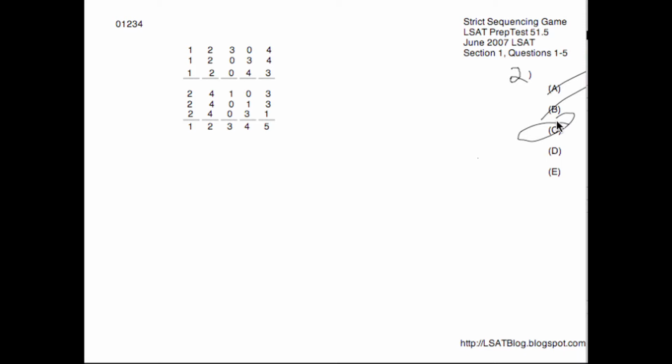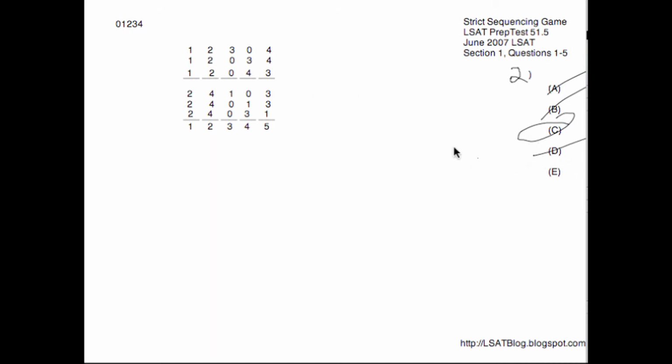I'll go through D and E though. 3 earlier than 0 happens in the first possibility, does not happen in the second, the third, the 4th, 5th, or 6th, so it is certainly not a must. It only happens in 1 out of 6, and in order to be a must, it must happen in all 6 out of 6, so D is gone.